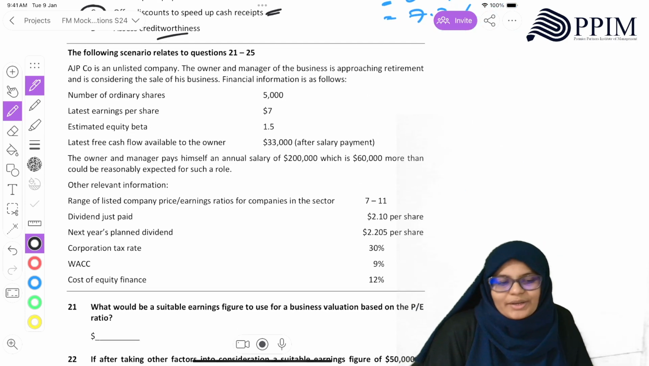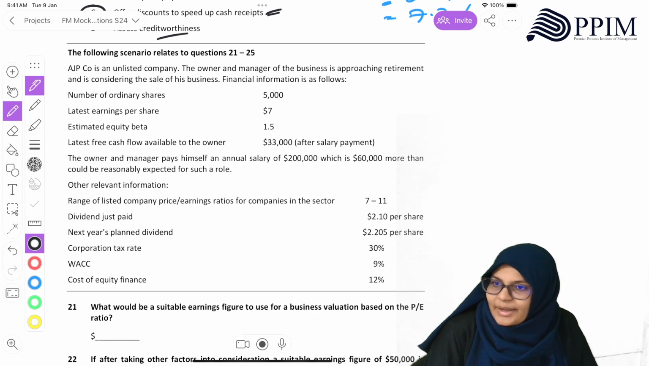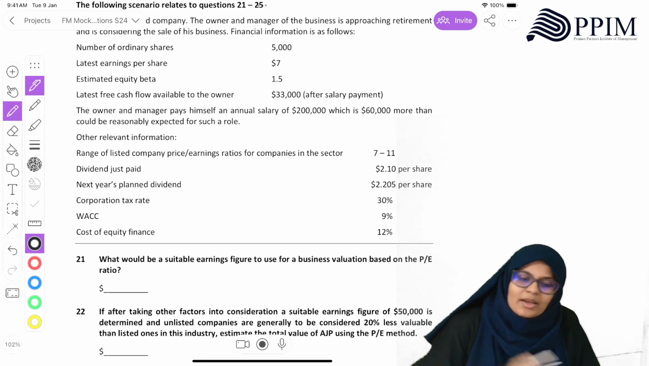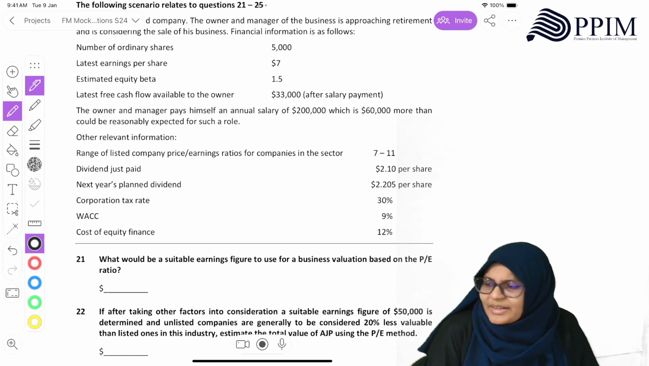Now if you look at the next question, when I look at it, I can see that it has something to do with business valuations, because they are giving me ordinary shares and earnings per share. Then I can see a lot of dividend rates. There is a WACC. So go through what they are saying. Question 21 is asking you for a suitable earnings figure. So definitely something to do with that business valuation area.